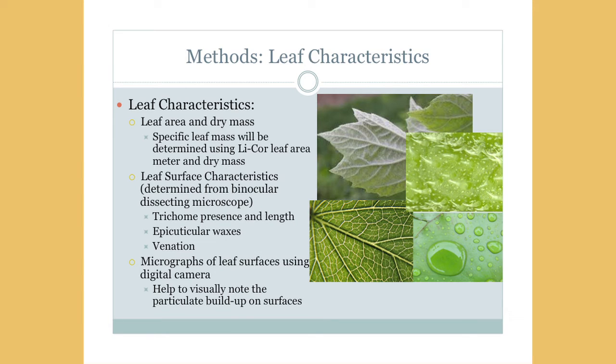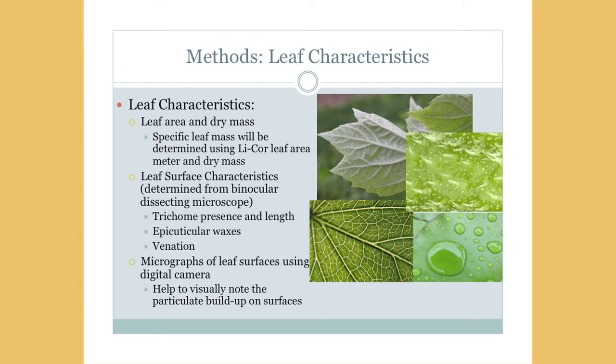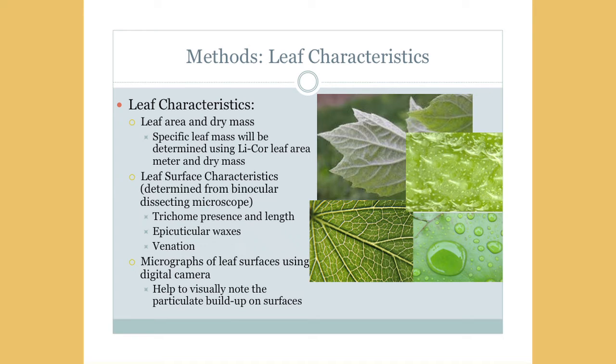I'm also clearly interested in the leaf characteristics. So I'm using a LI-COR leaf area meter, and also weighing the leaves once they're dry to look at mass and size. Then I'm using binocular dissecting microscopes to look at the trichome presence, epicuticular waxes, and venation of the leaves. And lastly, I'm taking micrographs using digital cameras just to see the particulates on the surface and what it looks like.